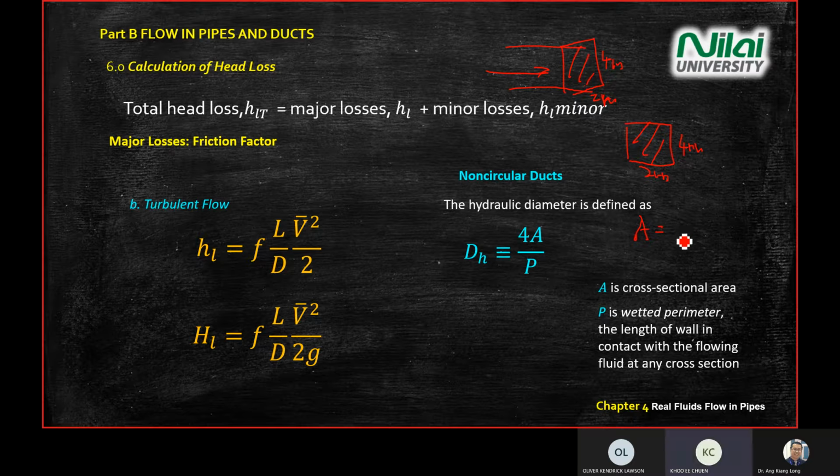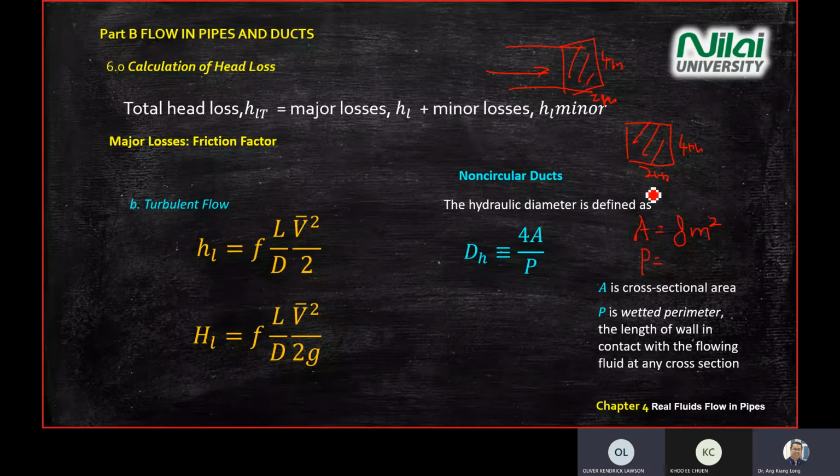4 times 2, right? Yeah, correct. What is the answer? So 8. 8 what? Meter square. All right. Okay, so what is P? P is the perimeter of this cross section. Oliver, what is the perimeter of this cross section? 4, 8, 12. Okay, 12 meter: 2 times 4 plus 2 times 4.